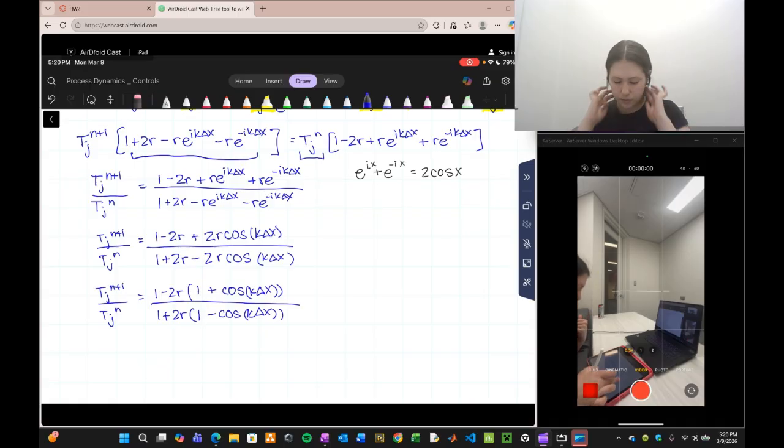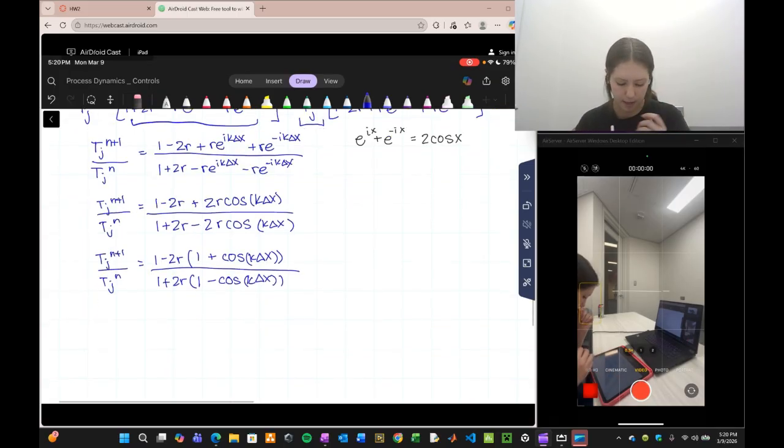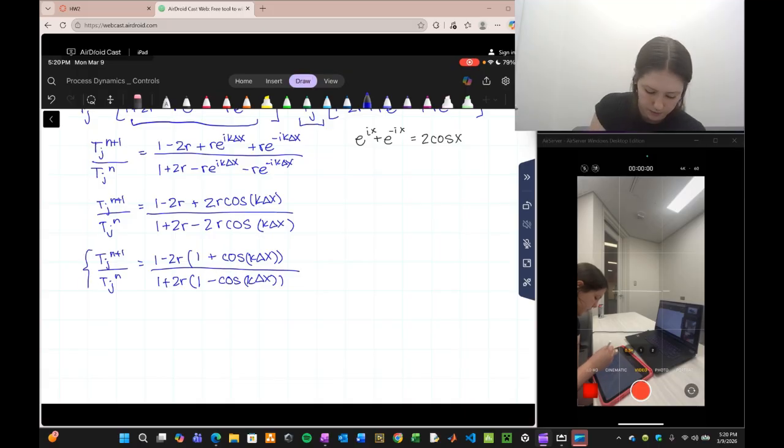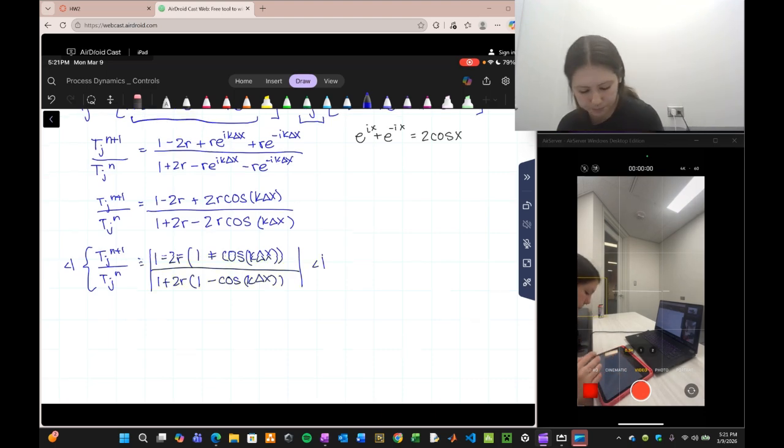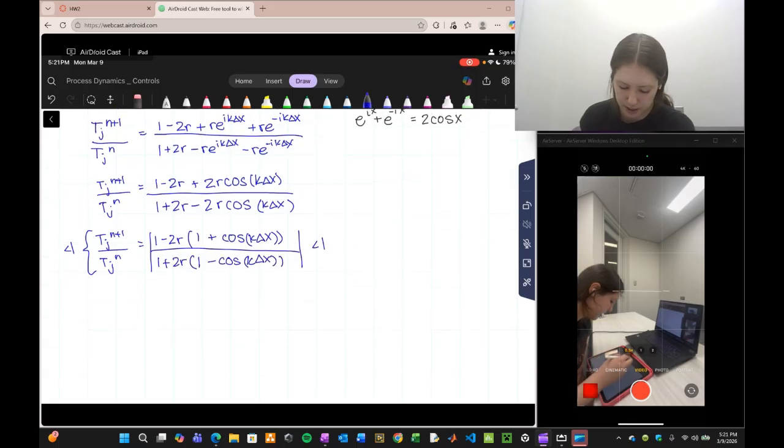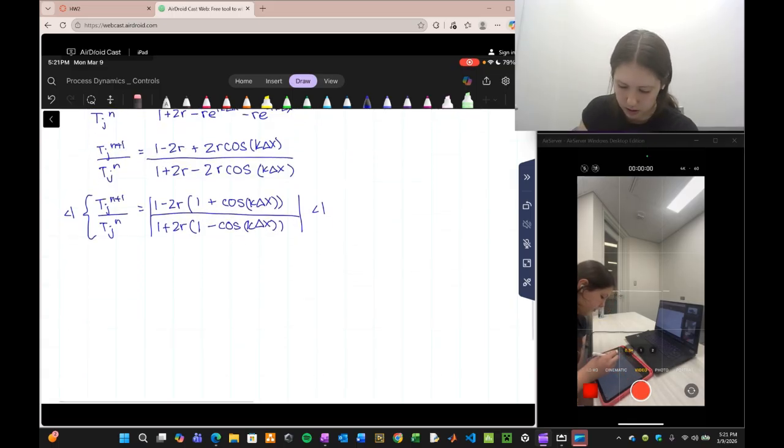All right, so now we will use the von Neumann stability analysis to look at this. So we know that with the von Neumann stability analysis, this ratio of temperatures at the current time versus the future time has to be less than 1 for stability. So we will look at the absolute value of this other side, and we know that also has to be less than 1. So let's look at just our term in the parentheses here.